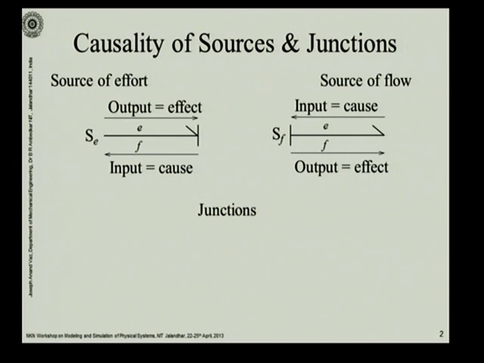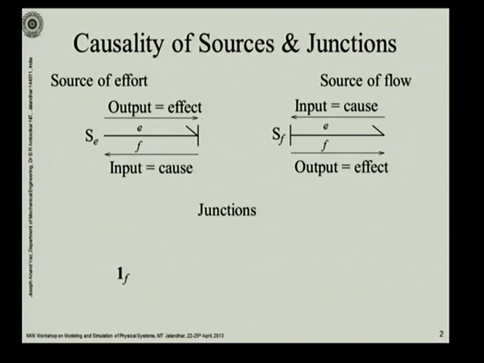Now let us come to junctions. Yesterday we saw the one junction, we also saw the zero junction. Today let's see what about the causality of these junctions and also the rules regarding the governance of these junctions, or the constitutive rules for these junctions.